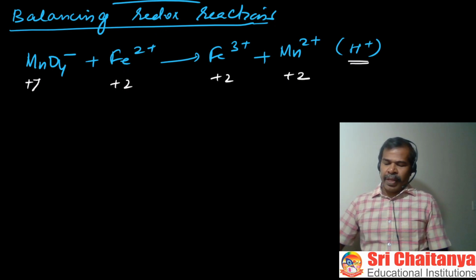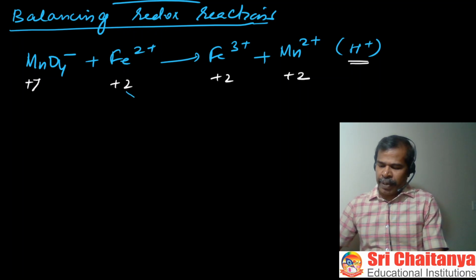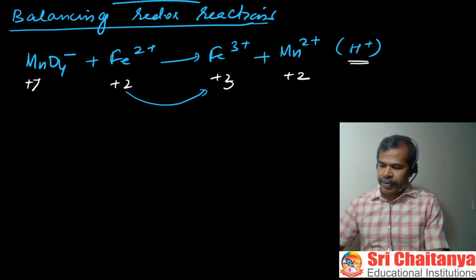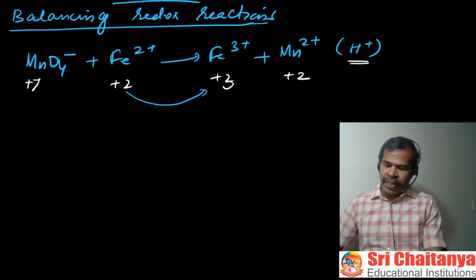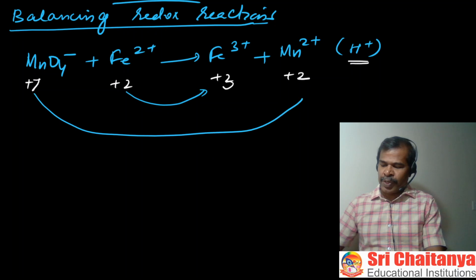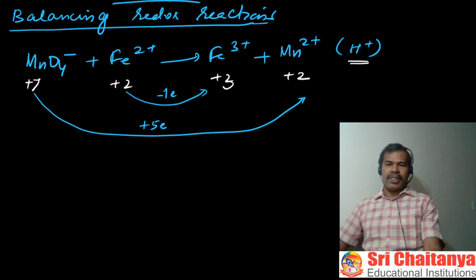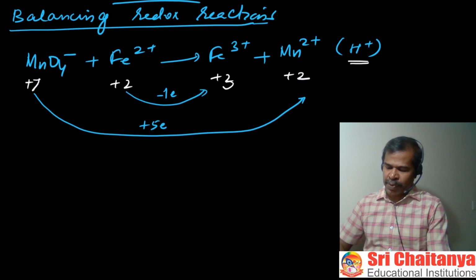Now you see, one of the substances is getting oxidized. So Fe goes from +2 to +3. It is oxidation. It is getting oxidized, and then manganese from +7 is getting reduced to +2. So here there is a gain of 5 electrons, and here there is a loss of 1 electron. 1 electron is lost. So you find this out first. After that, you just rewrite the equation once.